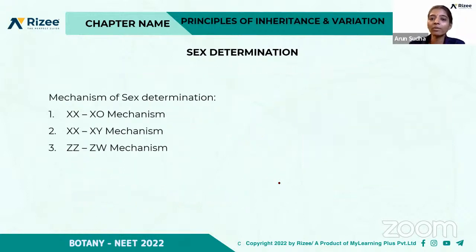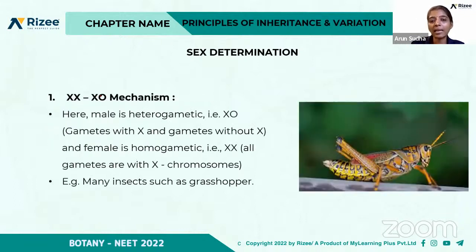If you take different organisms, different types of chromosomes are involved in sex determination. The first mechanism is the XX-XO mechanism, then the XX-XY mechanism, and the third is the ZZ-ZW mechanism. These are the different mechanisms involved in sex determination. The first is XX and XO. So what is this XX and XO?